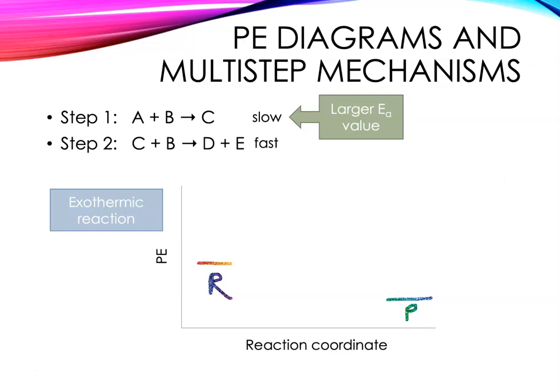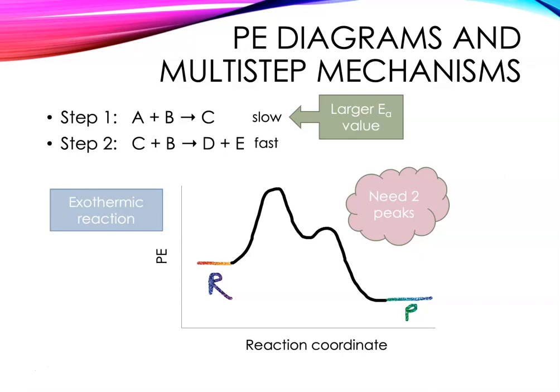So when we go to draw our curve, we need two peaks, and the activation energy for step one has to be larger than the activation energy of step two. And that's what I've tried to show here. So for step one, we can draw a line to indicate the magnitude of the activation energy. And then we can see that step two is a smaller step, which corresponds to step two being the faster reaction, the faster elementary step.